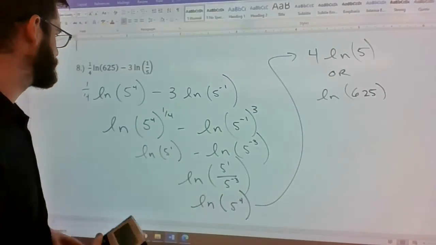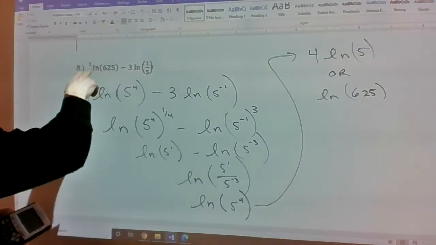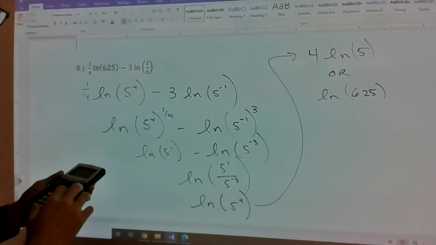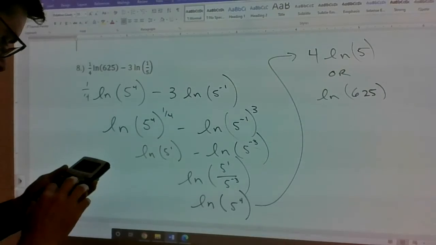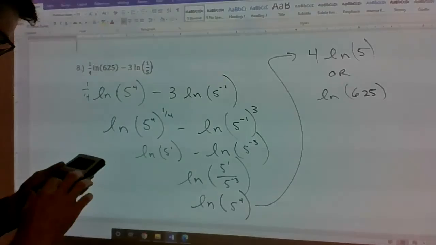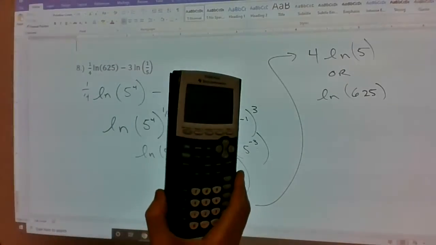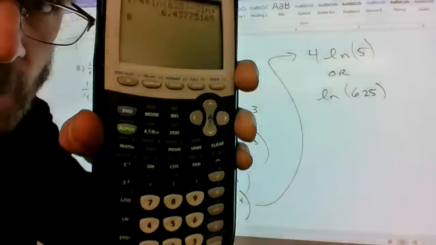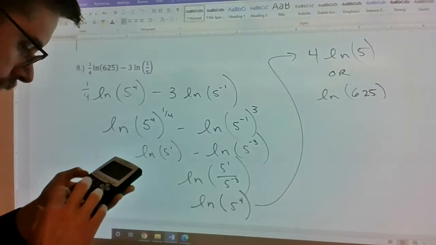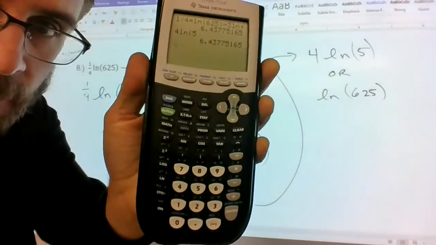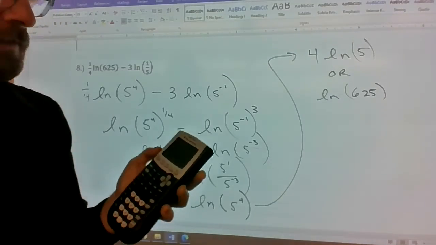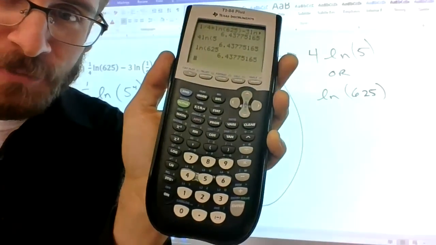I'm wondering if I made any mistakes in between. Here's what I'm going to do. I'm going to plug this in the calculator exactly as I see it. And I get this decimal. Can you guys see that? Now I'm going to do 4 natural log of 5. It's the same decimal. And I'm going to do natural log of 625. Ooh, same decimal 3 times.